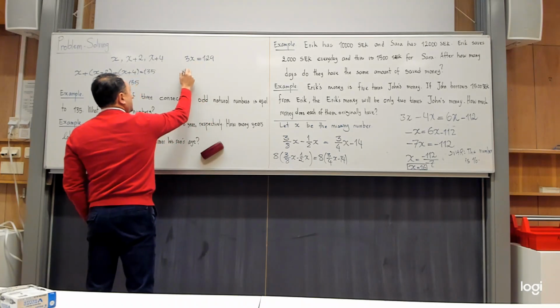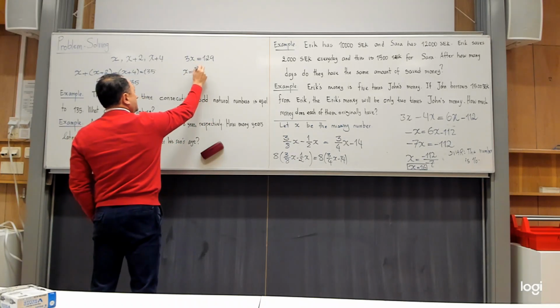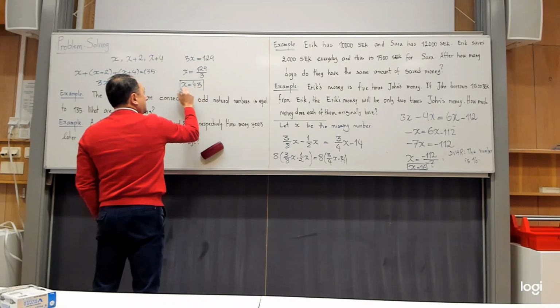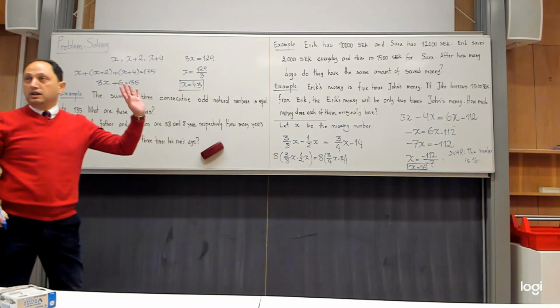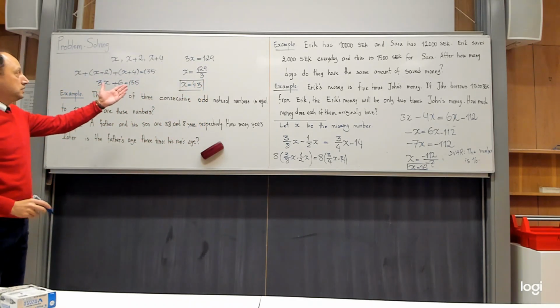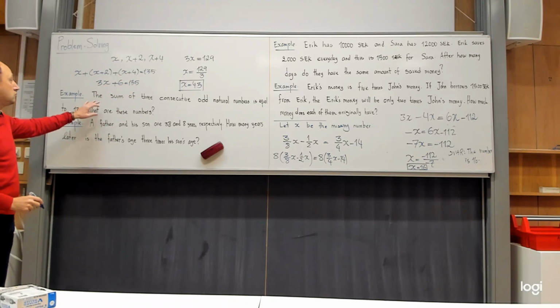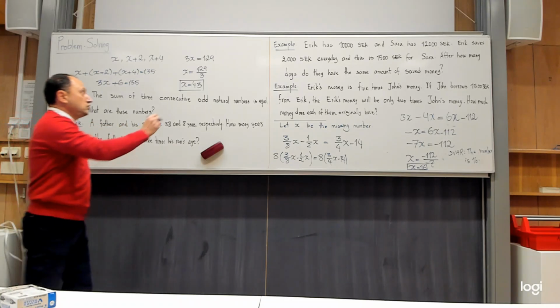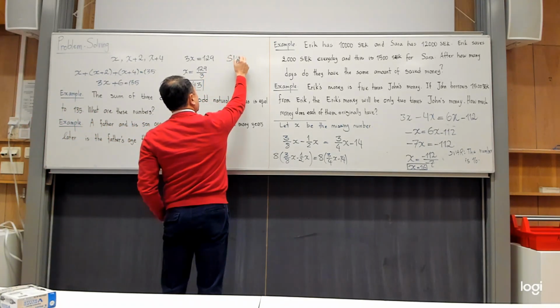129. And then x is 129 divided by 3, which is 43. Yes? This is x. But be careful, if you stop here, even though you have done everything right, this is not complete, because the question asks you, what are these numbers? So you need to write this down.